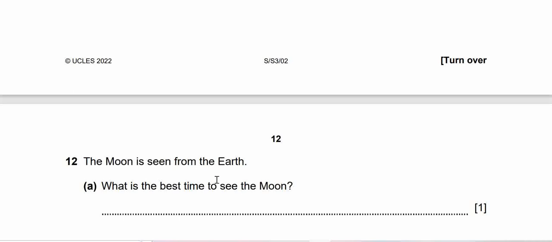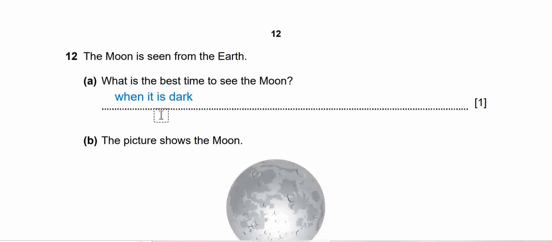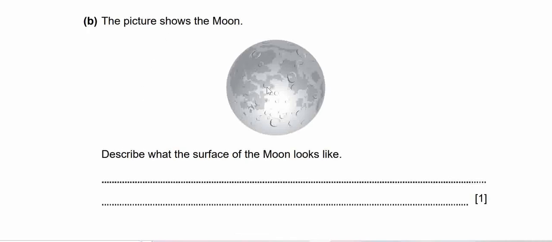All right, let's check the answer. So when it is dark, it's the best time to see the moon, because then we can see clearly. Next, question B. The picture shows the moon. Describe what the surface of the moon looks like.